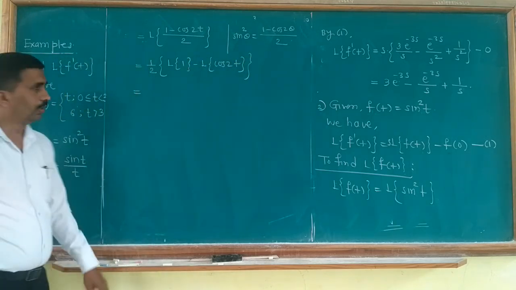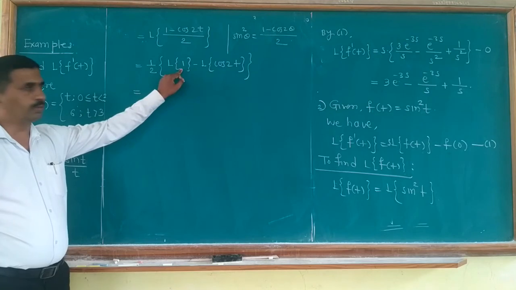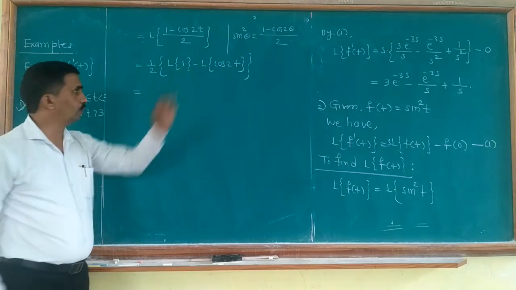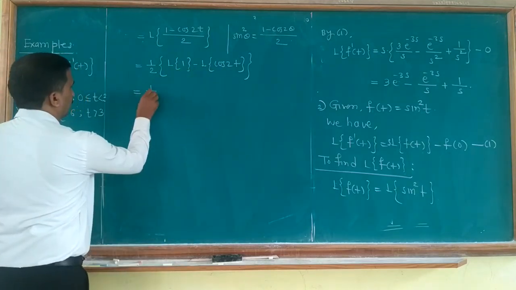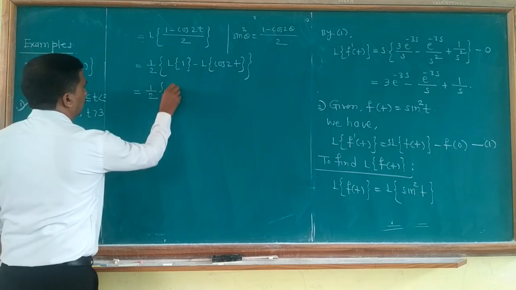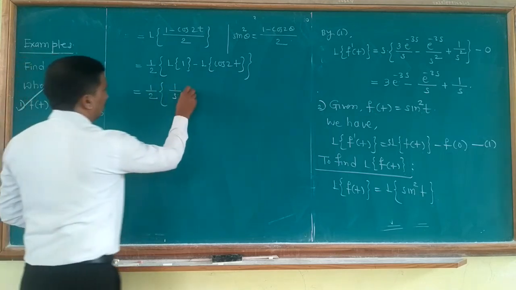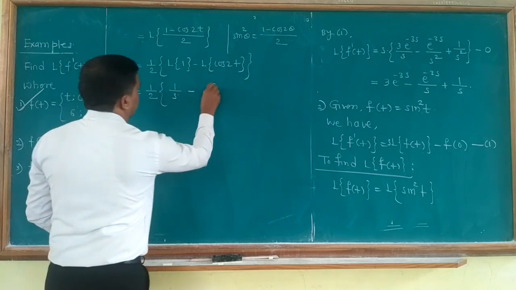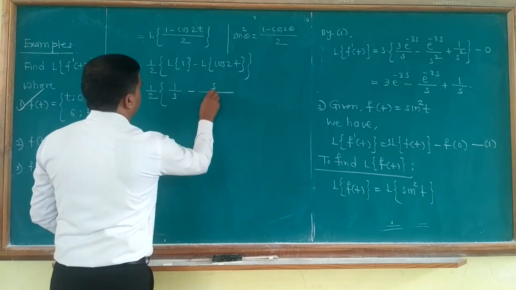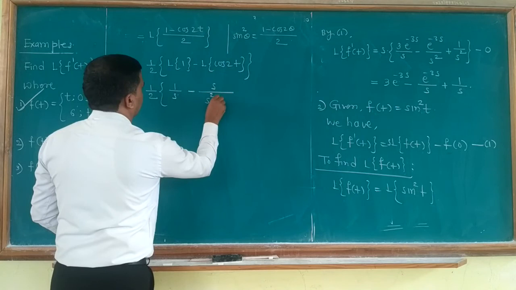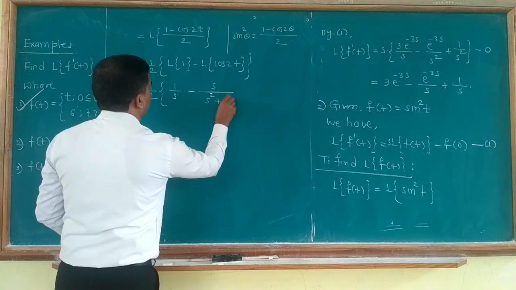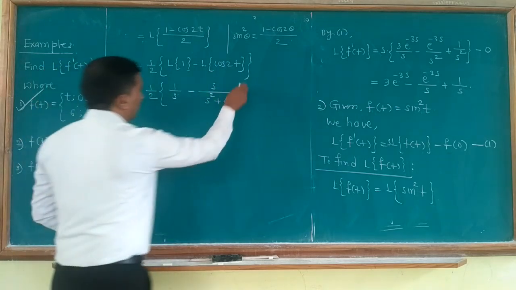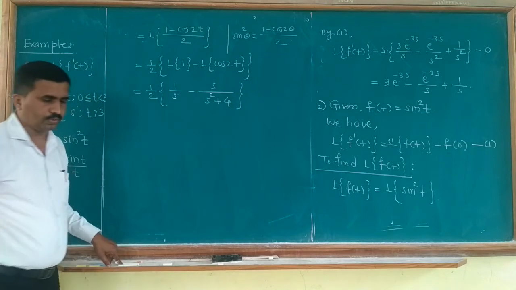This is equal. Now next, put the value of Laplace of 1 and Laplace of cos 2t. So 1 by 2, Laplace of 1 is 1 upon s, minus Laplace of cos 2t, which is s divided by s square plus 4. You will get this value.